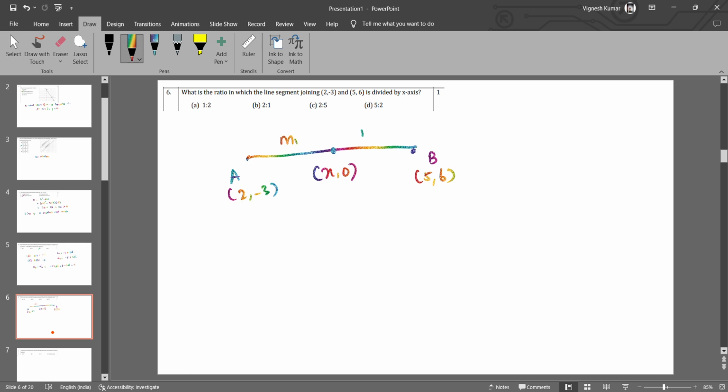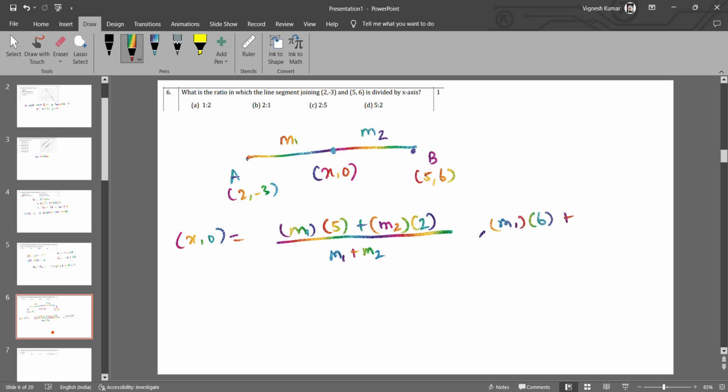So let us first assume the ratio to be m1 is to m2. So we have x comma 0 is equal to m1 into x2, x2 is 5 here, plus m2 into x1, x1 is 2, divided by m1 plus m2, and m1 into y2, y2 is 6 here, plus m2 into y1, y1 is minus 3, divided by m1 plus m2.